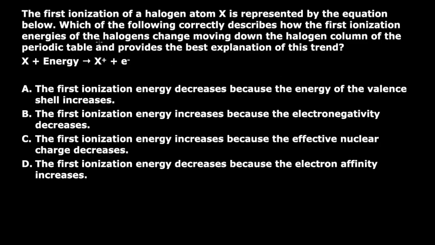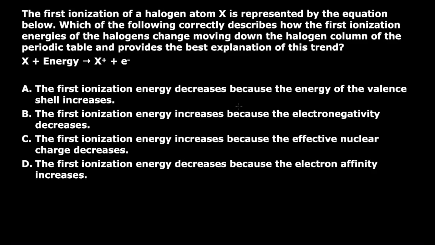So if we take a look at this question, it says the first ionization of a halogen atom X is represented by the equation below, and here's the equation right here. And we want to know which of the following correctly describes how the first ionization energies of the halogens changes moving down the halogen column on the periodic table, and which one of these provides the best explanation.